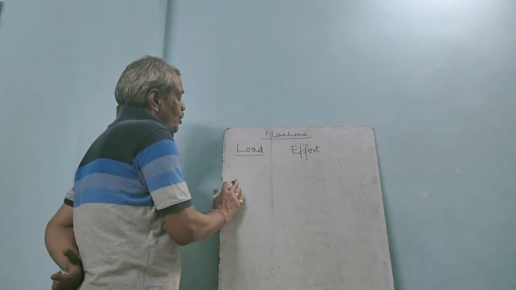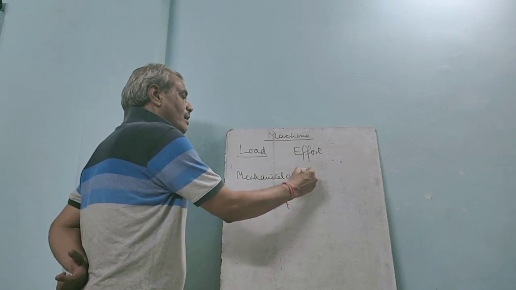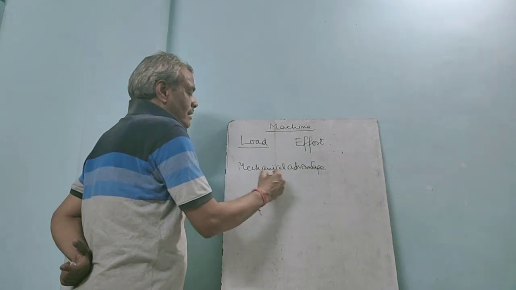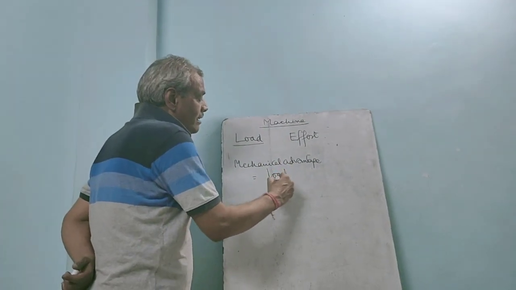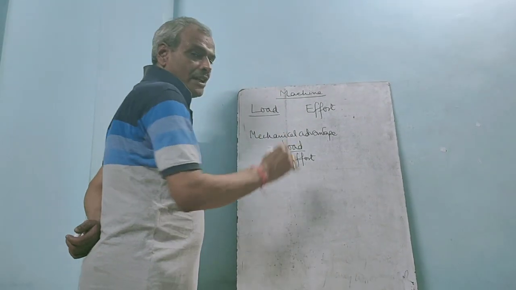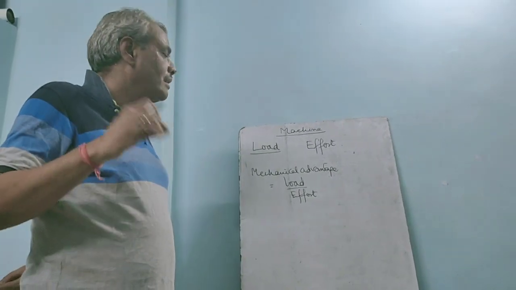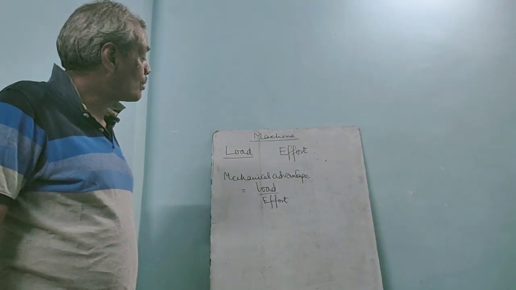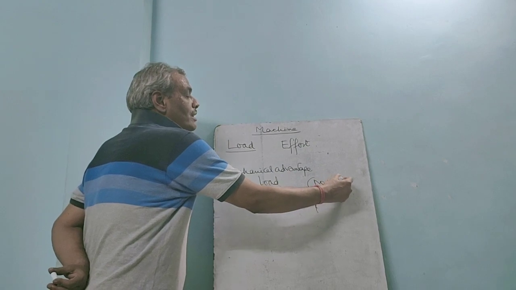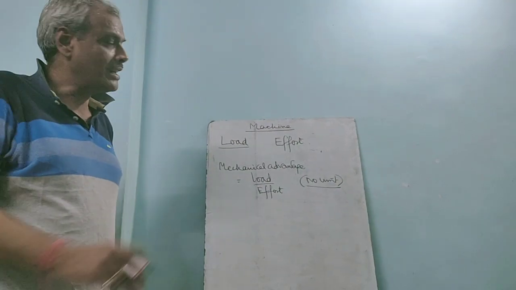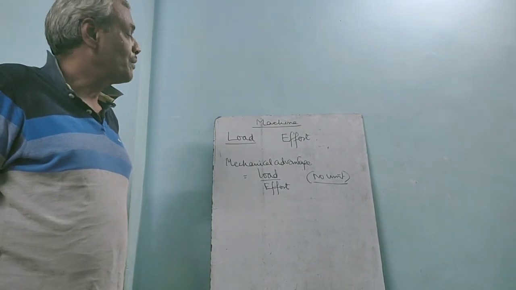One thing, what? Mechanical advantage. What is mechanical advantage? The ratio between the load and the effort is called mechanical advantage. It has no unit. Why? Because it is the ratio between two similar physical quantities.